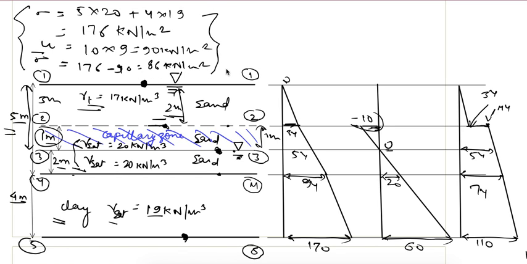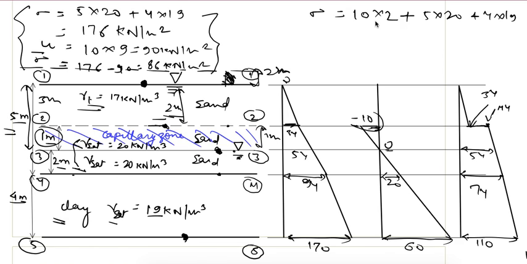Now let's say this water table rises further above the ground surface, and let's say it rises to 2 meter above ground surface. Now what will be the changes in stresses? So in that case total stress will be equal to this, in this area only pressure of water will be there, so total stress will increase due to water, so unit weight times the depth, that is 10 into 2 plus whatever this stress was there, so 5 into 20 plus 4 into 19.